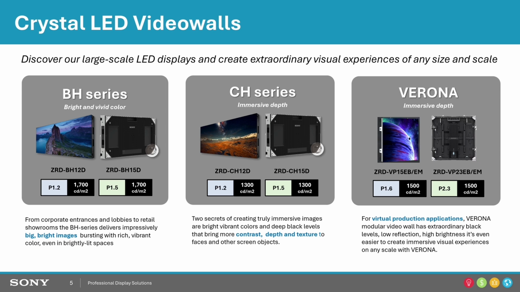More of the speeds and feeds here. BH and CH are in two pixel pitches. You've got 1.2 millimeter and 1.5, as well as different nit ratings: the BH is at 1700, the CH is at 1300. On the Verona side, we've got 1.6 millimeter and 2.3 millimeter at 1500 nits. Let me hold on a second here. Next slide.